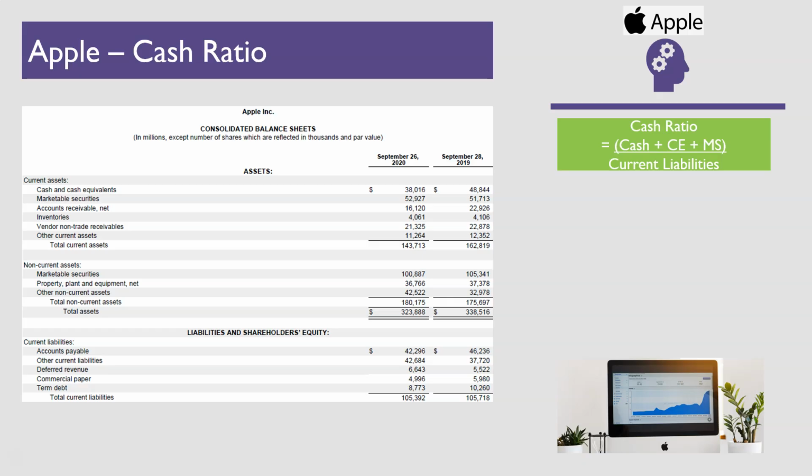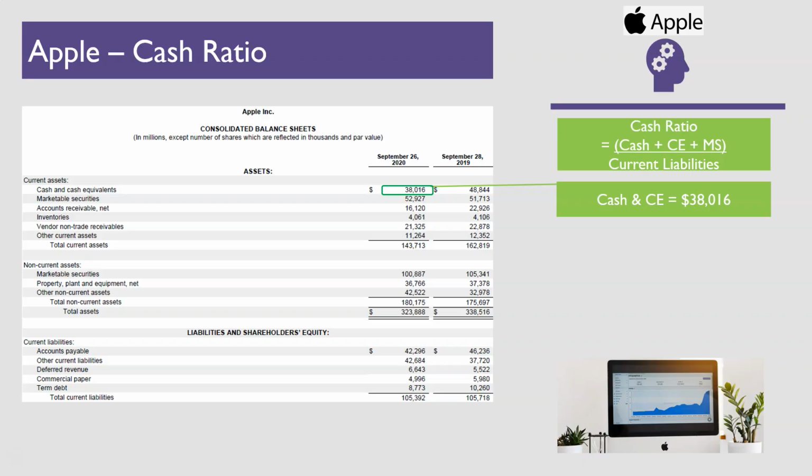So now, how is this ratio calculated? It's simply calculated by taking the total of the company's cash equivalents balance and the current portion of its marketable securities, and dividing that sum by the current liabilities on the balance sheet.